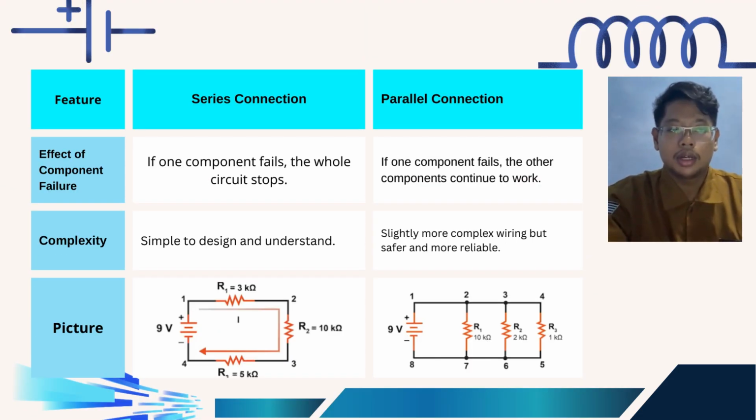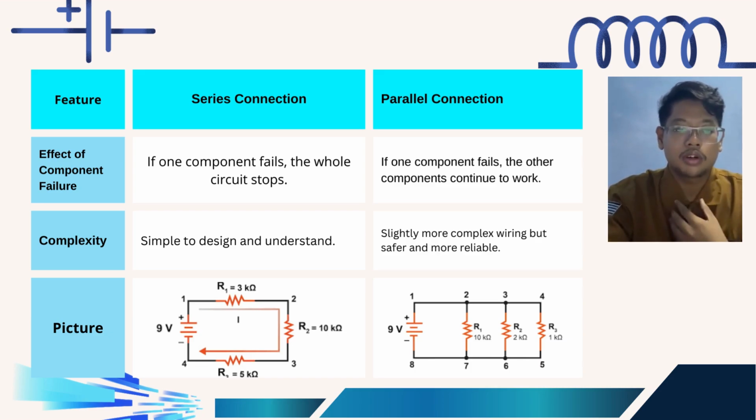Alright, I will talk about the effect of component failure. For a series connection, if one component fails, the whole system, all the components, will fail and the circuit will stop. By the way, for a parallel connection, if one component fails, the others can still work.